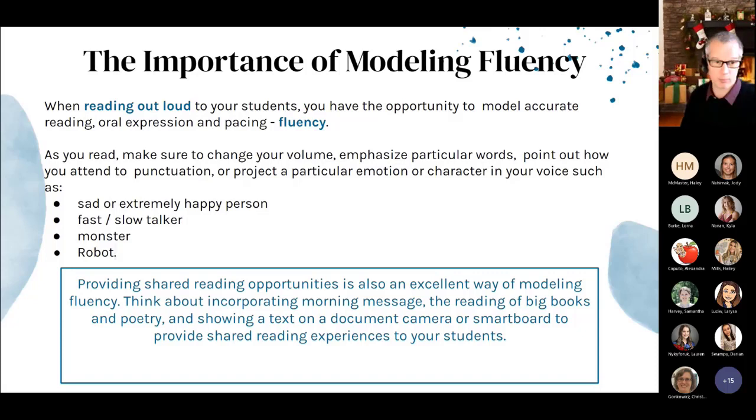So again, providing these shared reading opportunities is an excellent way to increase this fluency. And so thinking about incorporating it into your morning message, or reading of big books and poetry, showing text on a document camera or smartboard to provide shared reading experiences to your students, and modeling the things that we were just talking about with what good readers actually do.